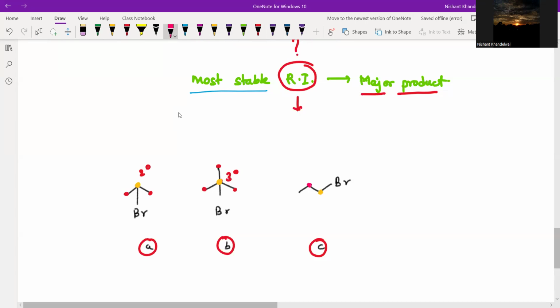So you very well know the order is tertiary, secondary, and then primary. So out of this, the rate of SN1 reaction will be greater in B than A, very good, and then C. So this is the correct order.